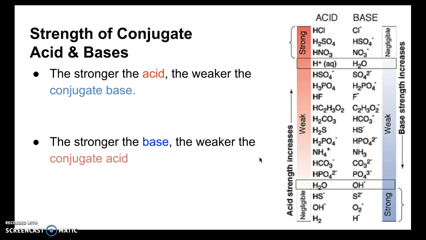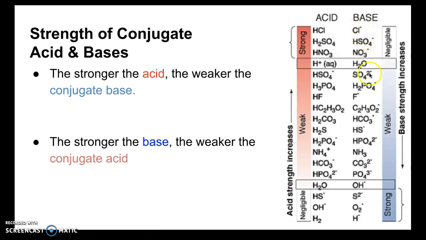So what does that have to do with conjugate acids and conjugate bases? It turns out that the stronger the acid, the weaker its conjugate base. If you look at this diagram, at the top we have a strong acid like HCl, and on the base side, Cl minus, its conjugate base, is weak. We can tell that because of the way this scale works: on the acid side, shown here in red, acid strength increases going up. On the base side, shown here in blue, base strength increases going down. So HCl is a strong acid, and its conjugate base is weak.